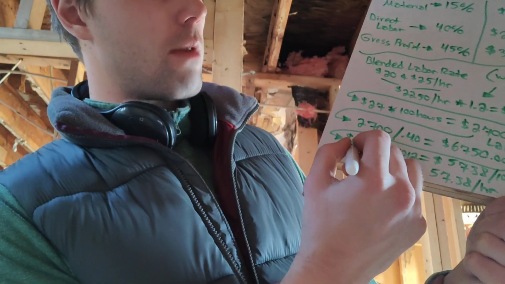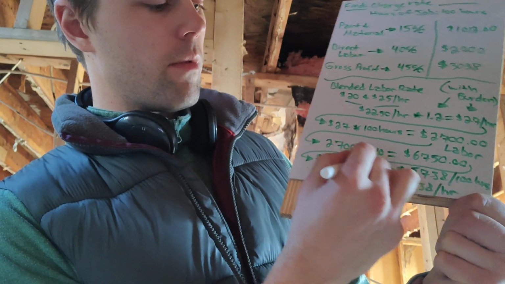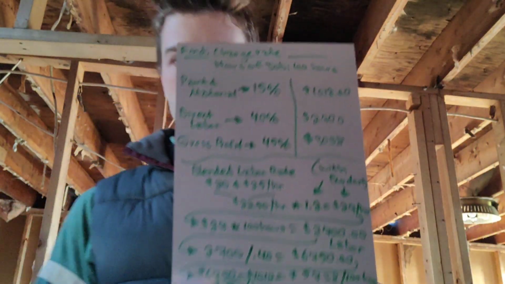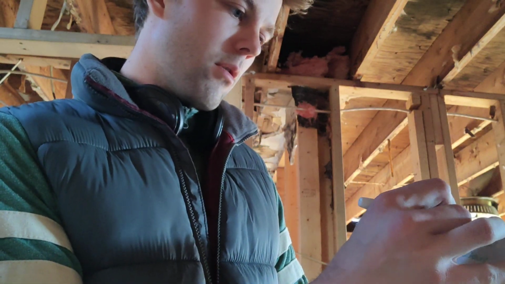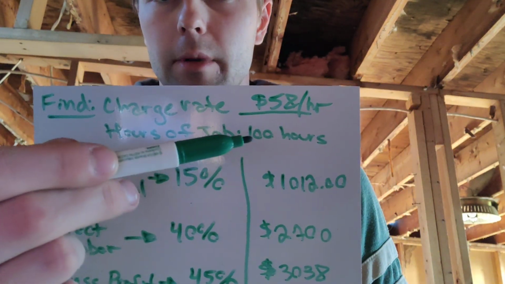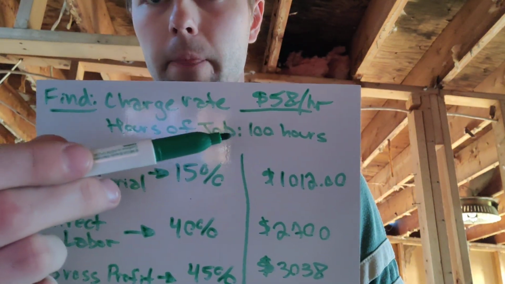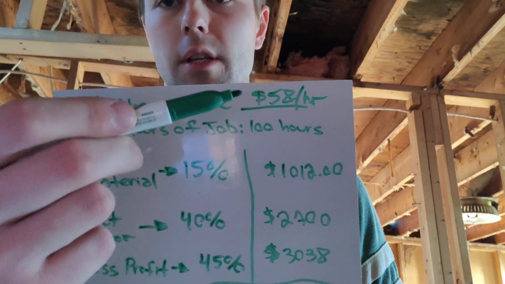So what I would do here, I would just round that up to 58 per hour. I'll always round up whenever you're talking about the charge rates. So I'm just going to write that up here. And there you got it. So again, 100 labor hours. If you wanted to gross 45%, if your team's making 20 to 25 an hour, you're going to have to charge at least $58 per labor hour and add in your material and your paint costs on top of that. I hope that makes sense and helps you out.